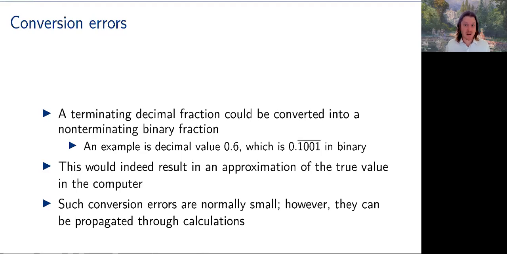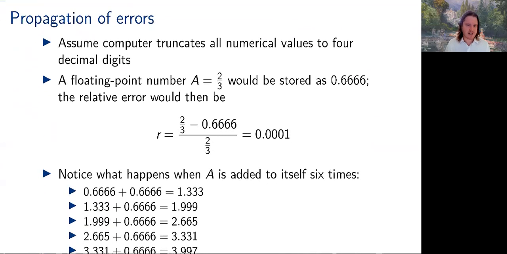I'll get into what I was hoping to achieve with that example, which is that a terminating decimal fraction could be converted into a non-terminating binary fraction. An example is this decimal value, which is 0.1001 repeating in binary. This would indeed result in an approximation of the true value in the computer, and such conversion errors are normally small, though they can be propagated, as I mentioned, through calculations. So to illustrate this, assume a computer truncates all numerical values to 4 decimal digits. A floating point number 2/3 would therefore be represented as 0.66666 repeating. But since we only have 4 decimal digits, it's 0.6666.